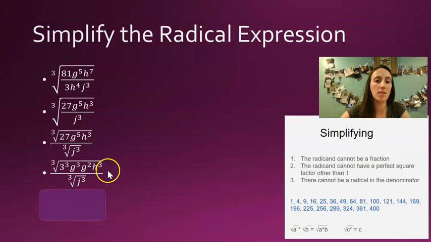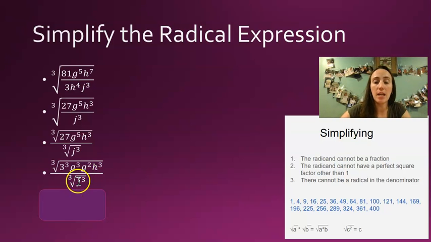Now that I've got all of these, anything that's a perfect cube, I'm going to take its cube root and pull that out front. So 3 cubed, and then the cube root of that leaves me a 3 pulled out front. G cubed, the cube root of that leaves me a g pulled out front. H cubed, the cube root of that leaves me an h out front. And then I want to make sure that this g squared just stays because it's not a perfect cube, so I'm not going to do anything with it.